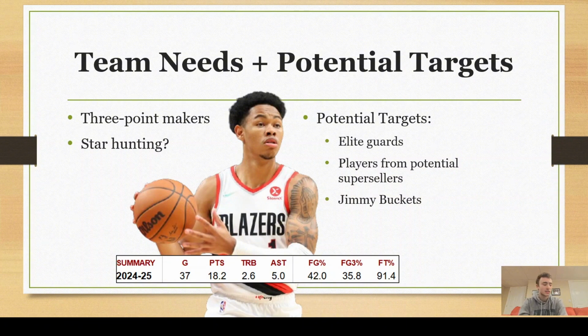And then Simons. The deal that I'm looking at here for Simons would be Simons plus Robert Williams III and Matisse Thybulle for Fred VanVleet and Jock Landale. I think this is a good trade that benefits both teams, especially if there is a plethora of picks attached for the Trailblazers.